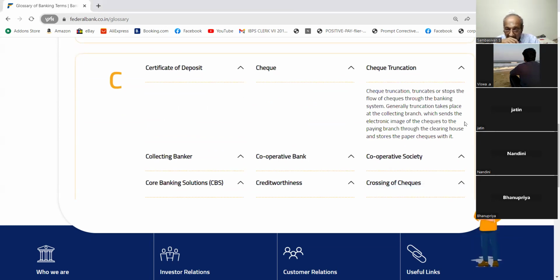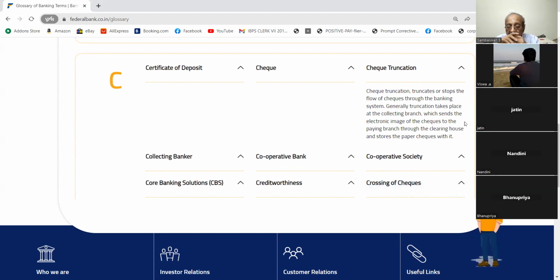Check truncation truncates or stops the flow of checks through the banking system. Generally, truncation takes place at the collecting branch, which sends the electronic image of the checks to the paying branch through the clearing house and stores the paper checks with it.